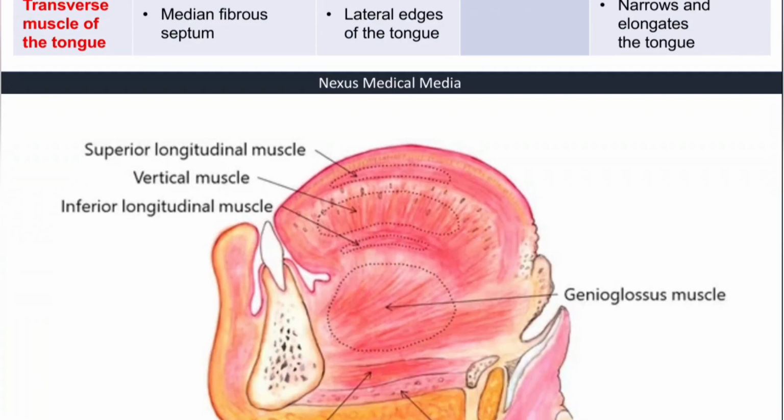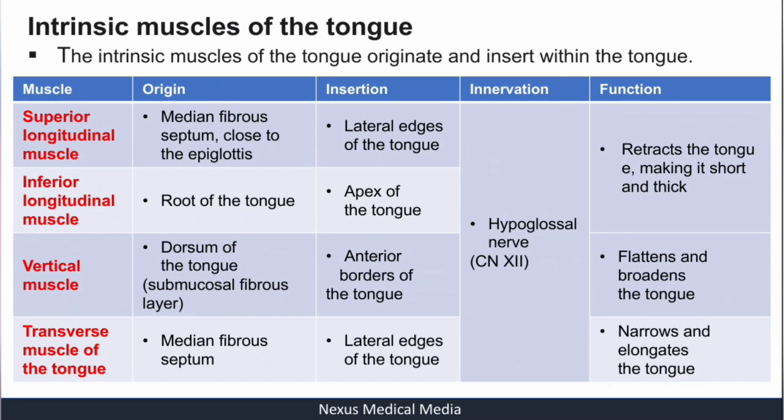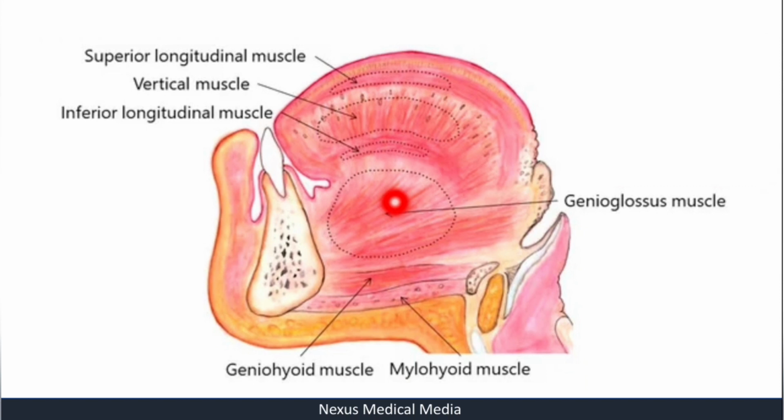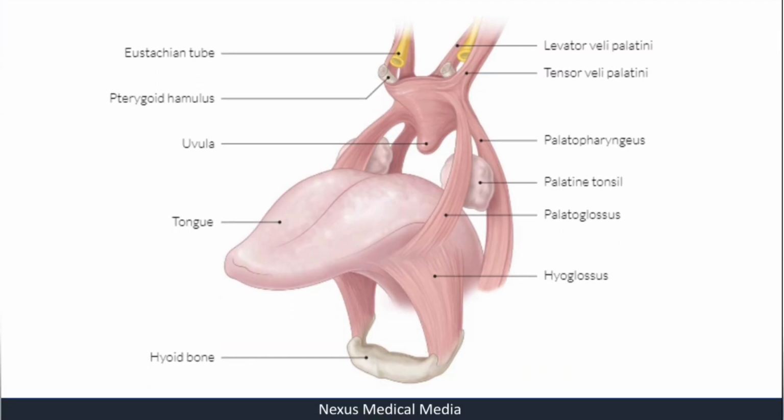Okay, so one more time, let me show you these muscles. The superior longitudinal muscle, the vertical muscle, the inferior longitudinal muscle. Vertical, transverse, superior and inferior. So the transverse will be somewhere around here.